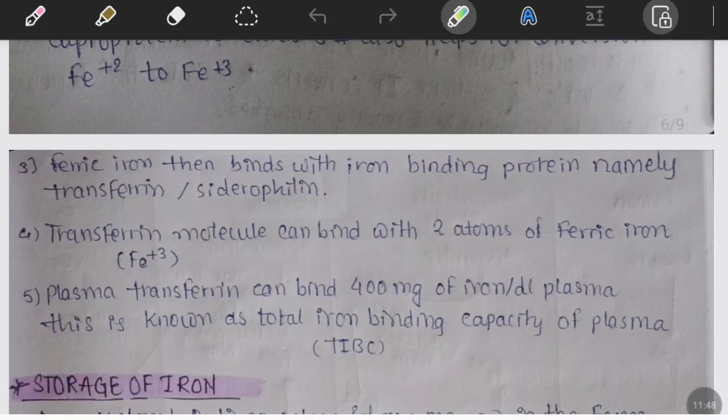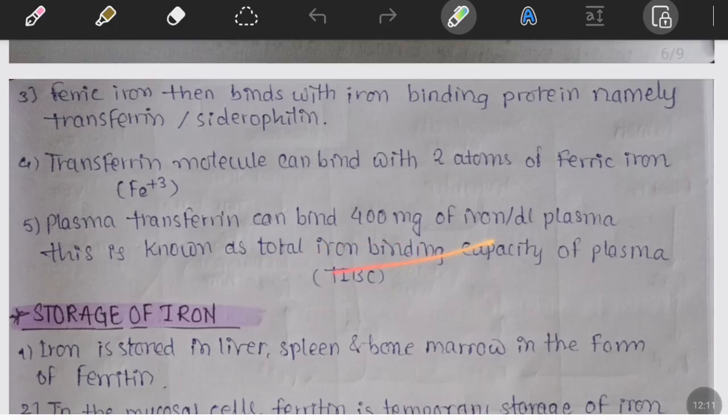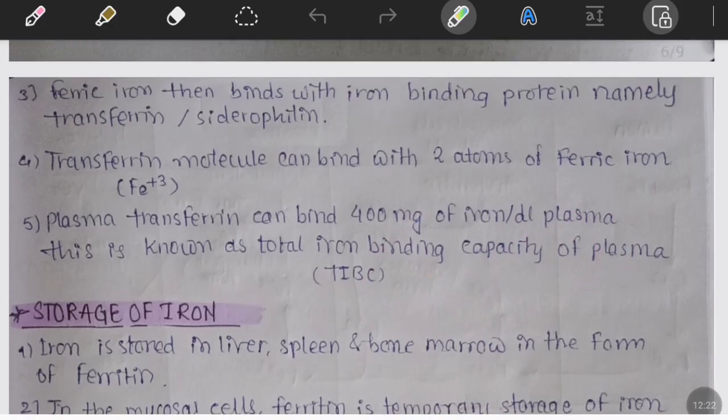And let's discuss what TIBC is. Students often get confused here. The amount of iron actually present in the blood is not the same as iron carrying capacity. The maximum amount of iron that transferrin can bind is called the total iron binding capacity. Normally, plasma transferrin can bind about 400 micrograms per dL of iron. Here is one memory trick: TIBC is the total empty seats on the iron bus. If many seats are empty, TIBC is high. If most seats are occupied, TIBC falls.